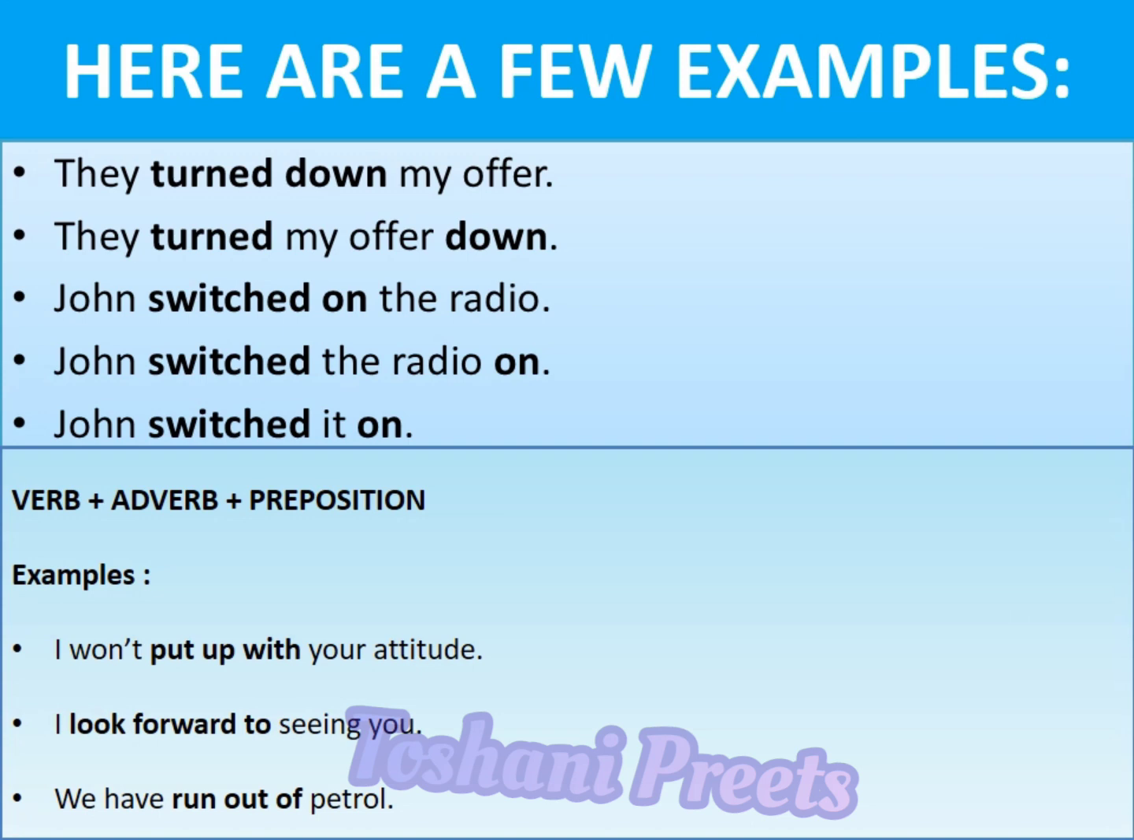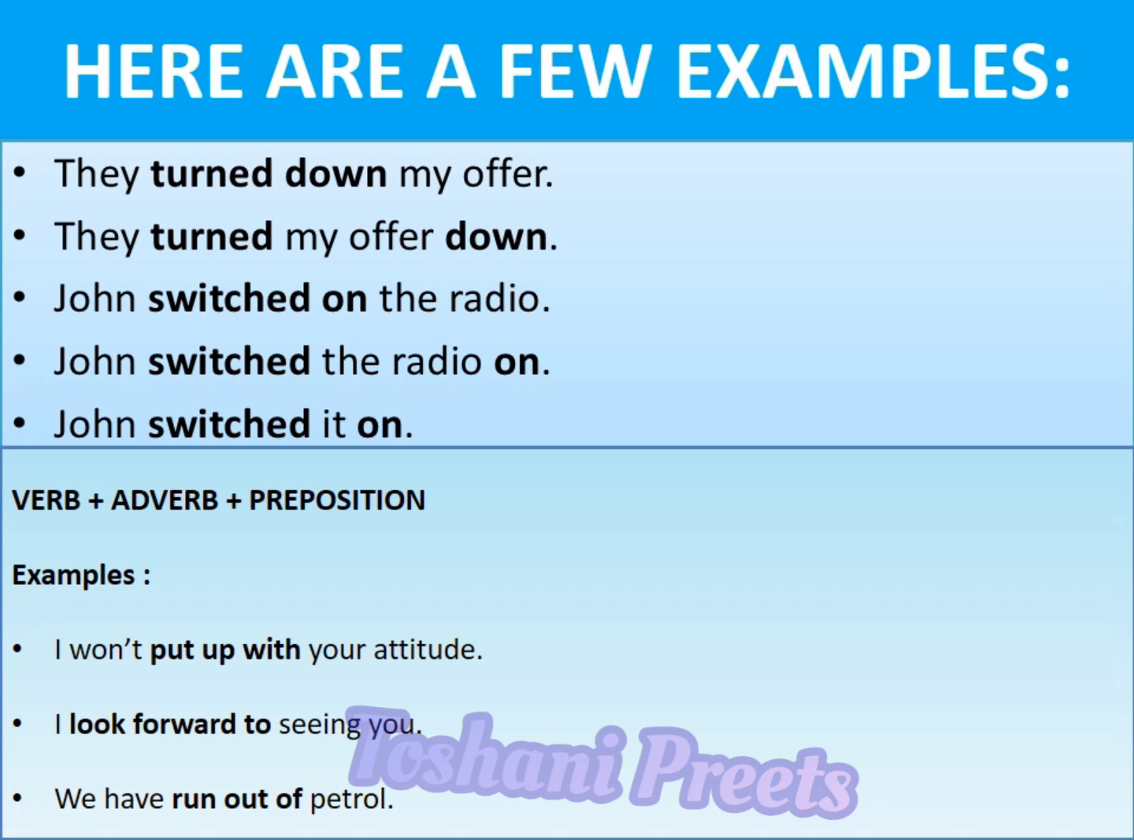So let's quickly go through these examples. They turned down my offer. They turned my offer down. John switched on the radio. John switched the radio on, and John switched it on. If you notice, in all these sentences the object keeps changing its position. So while you use phrasal verbs, make sure the objects can change positions, but the sentence that you write should be grammatically correct.